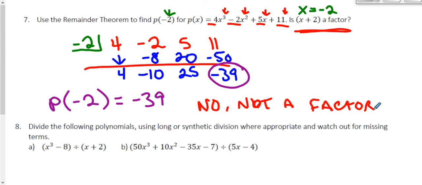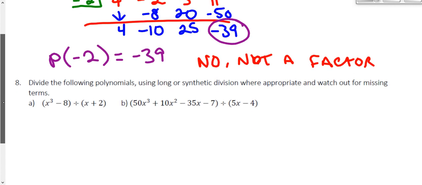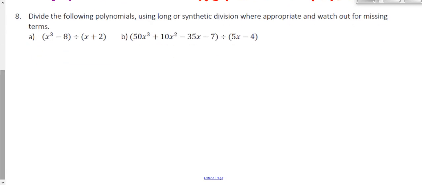Let's go ahead and take a look at the next question. This says to divide these polynomials using long or synthetic division and watch out for missing terms. So I'm going to go ahead and use synthetic division when dividing as often as possible because it's so easy. Now with these two examples, one of them can be done with synthetic division, and it's example A because my denominator is x plus 2. X in this is just to the first power and it has a leading coefficient of 1. So for this one, I'm going to do synthetic division.